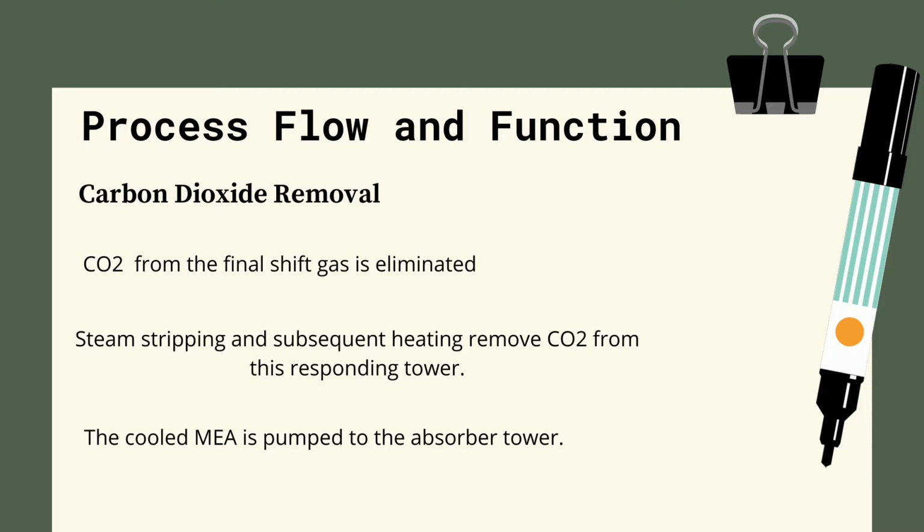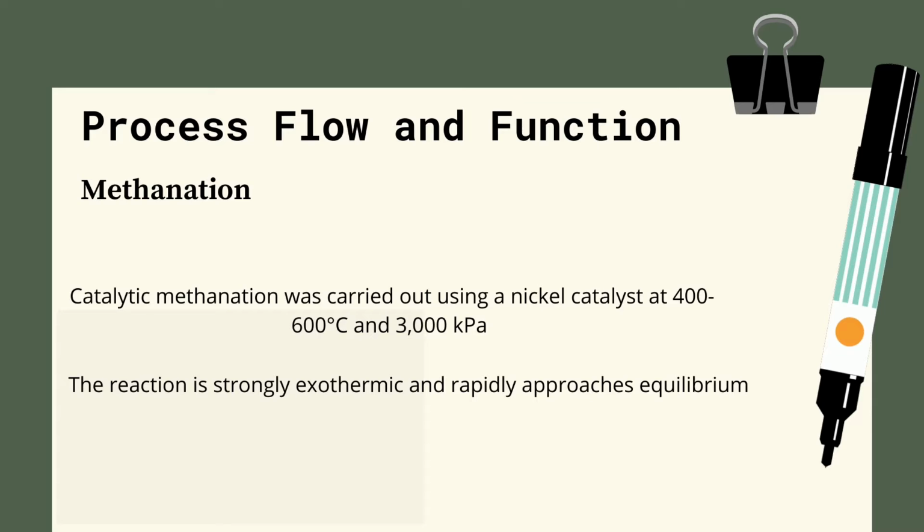For process flow and function, for carbon dioxide removal, CO2 from the final shift gas is eliminated. Stripping and subsequent heating removes CO2 from the stripping tower. The cool MEA is pumped to the absorber tower. For methanation, catalytic methanation was carried out using a nickel catalyst at 400 to 600 Celsius and 3000 kPa. The reaction is strongly exothermic and rapidly approaches equilibrium.